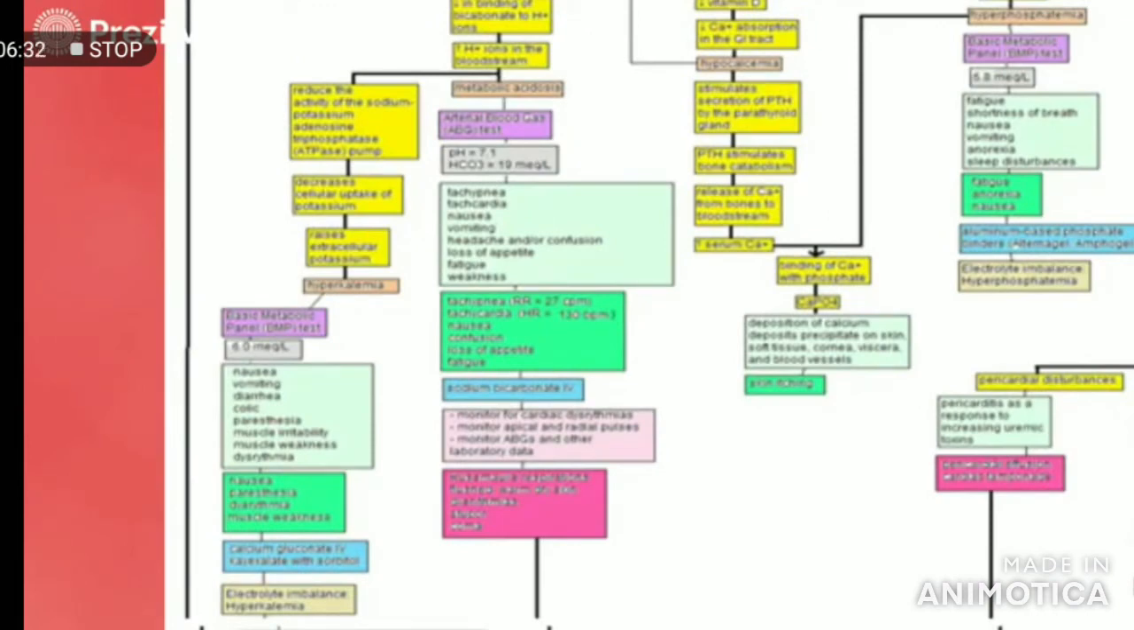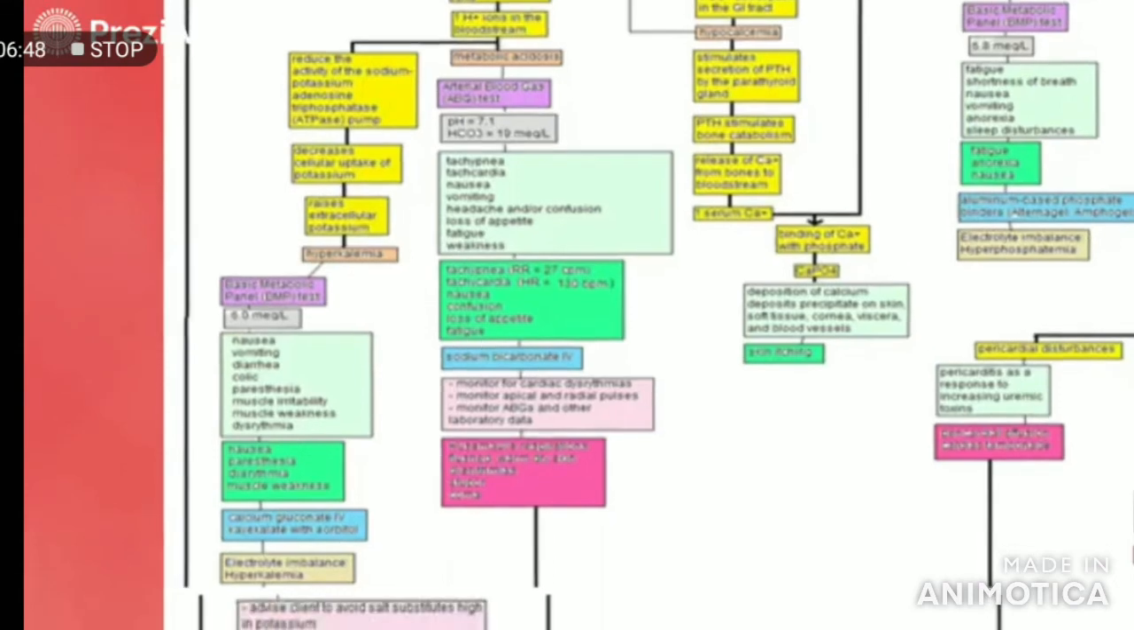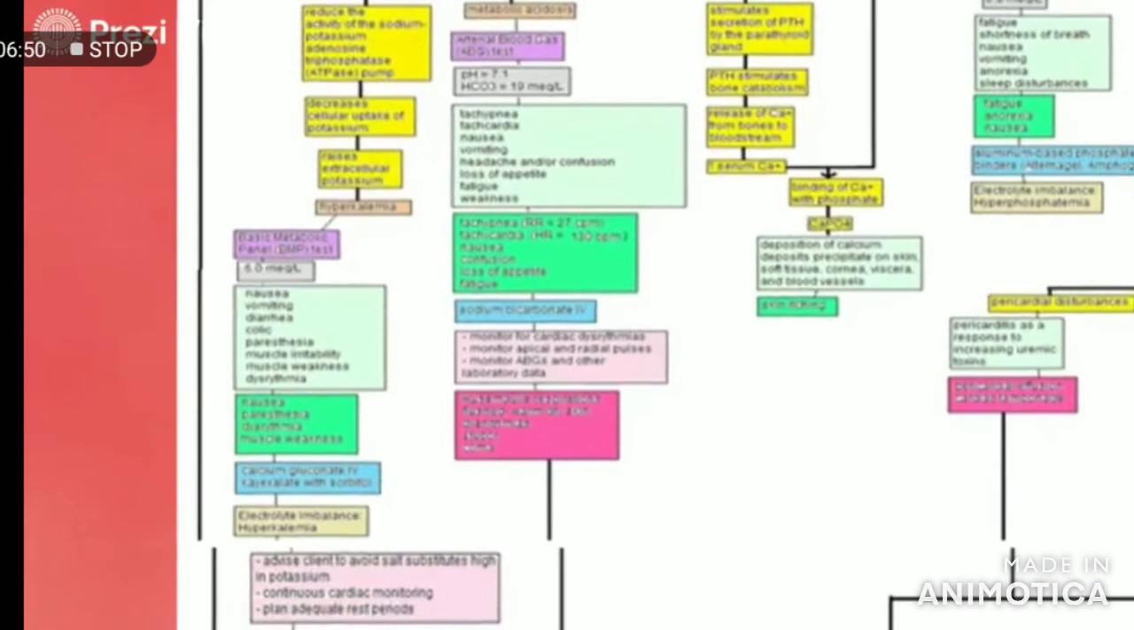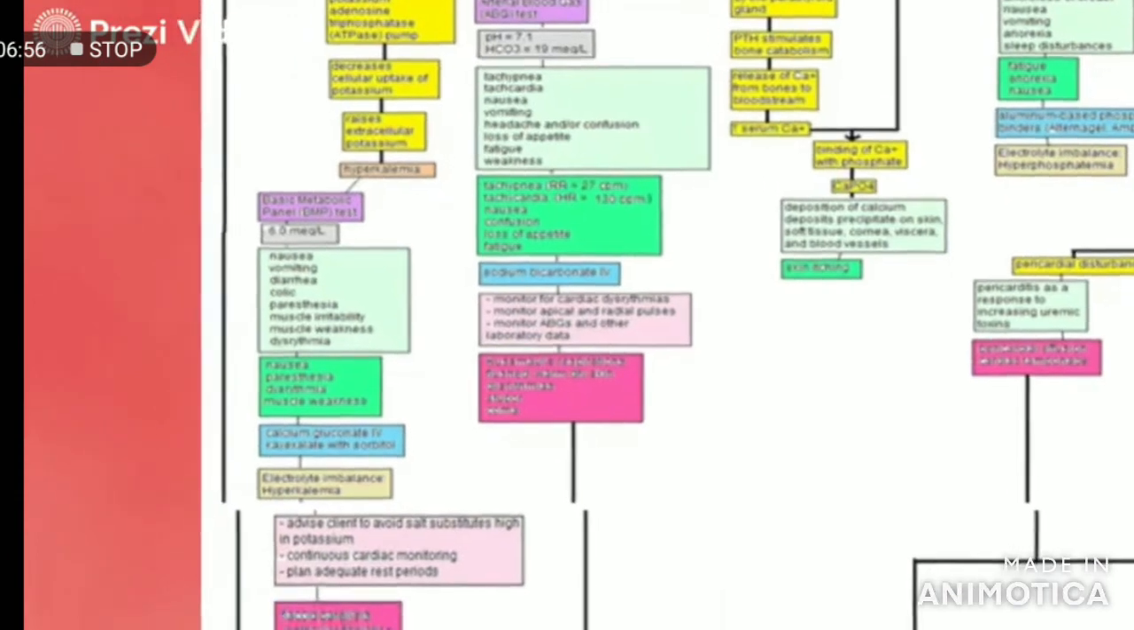Medical management would be sodium bicarbonate IV, and nursing management would be to monitor for cardiac dysrhythmias, monitor apical and radial pulses, monitor ABGs and other laboratory data. Complications would be Kussmaul respirations, flushed, warm, dry skin, dysrhythmias, stupor, and coma.